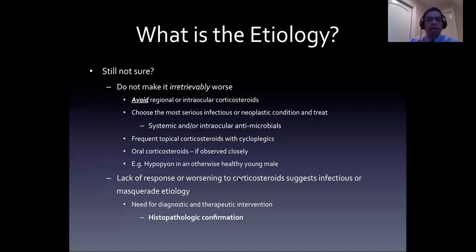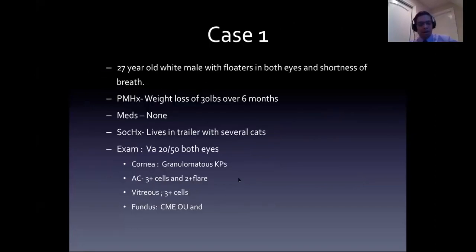I think that it's very, very important that you don't make something that is bad irretrievably worse by doing something that will get you into trouble. And that specifically is treating infectious uveitis inappropriately with aggressive corticosteroids without appropriate antimicrobial coverage. So if you have a lack of response or worsening to corticosteroids, you need to think about the fact that, hey, this could be infectious, or this could be a masquerade syndrome. We'll talk more about therapeutics in a different lecture. I just wanted to touch on the importance of why we need to rule out infection versus non-infection. Now, I have a few cases.